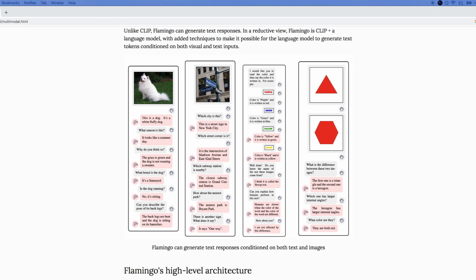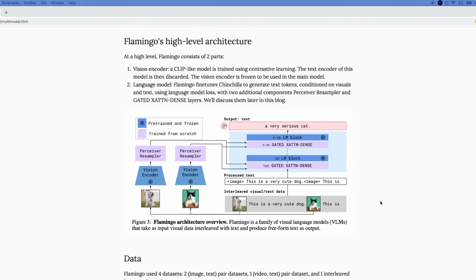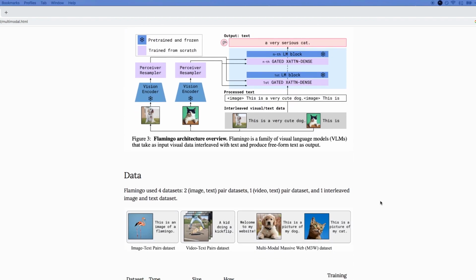Interesting. Flamingo's high-level architecture. At a high level, Flamingo consists of two parts. Vision encoder. A CLIP-like model is trained using contrastive learning. The text encoder of this model is then discarded. The vision encoder is frozen to be used in the main model. Language model. Flamingo fine-tunes Chinchilla to generate text tokens, conditioned on visuals and text, using language model loss, with two additional components: perceiver resampler and gated cross-attention dense layers. We'll discuss them later in this blog.